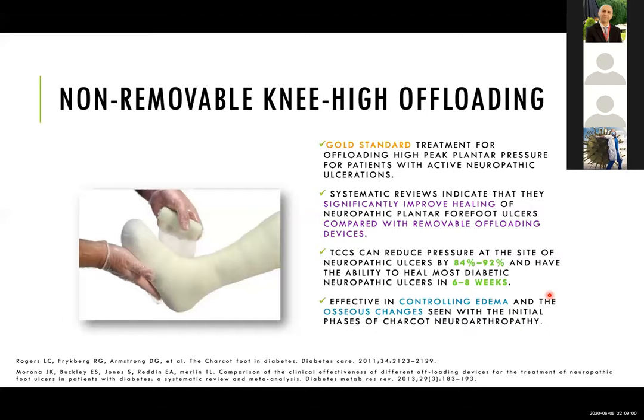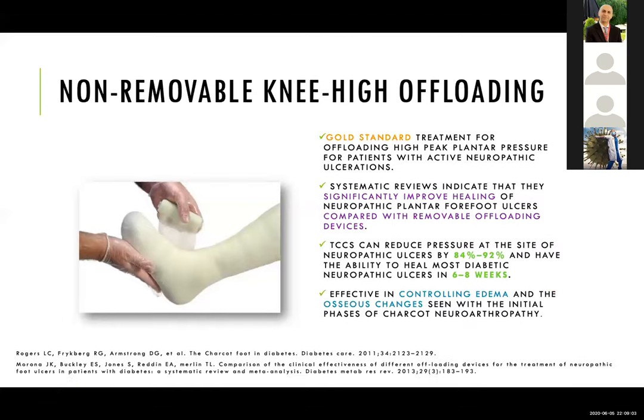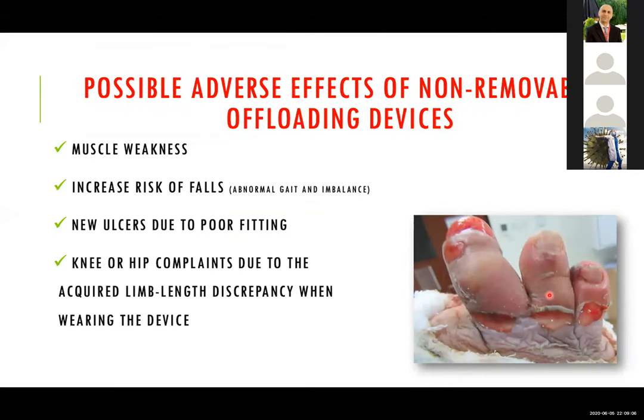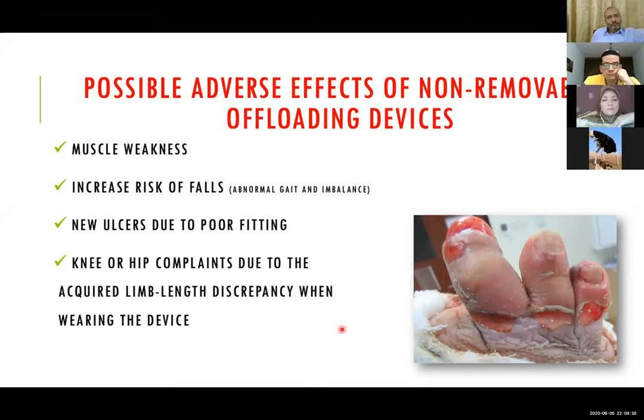And as well, it can be useful for controlling edema and the osseous changes in Charcot foot. Of course, we have some adverse effects. The patient has to wear this 24/7. What happens then? It can provoke some muscle weakness and increase the risk of falls because it leads to an abnormal gait and imbalance, and it can cause new ulcers like this one. This is a real case, because it was compressing too much. And then, of course, it can create a limb length discrepancy because the other foot ends up shorter.